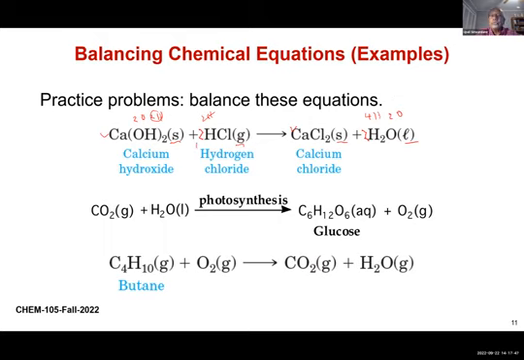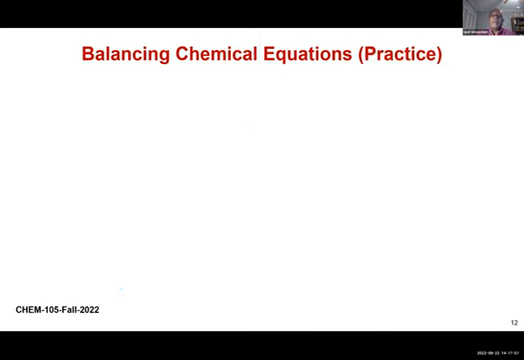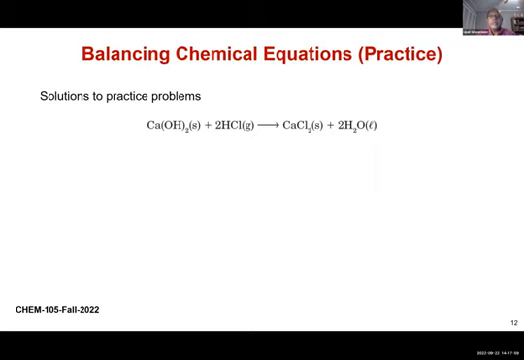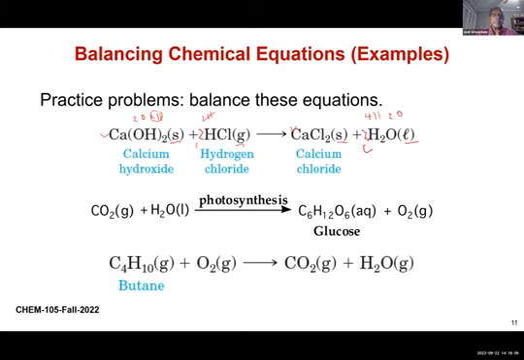Therefore, by putting 2 and 2, we make the equation balanced. Let's look at it. That's the balanced equation. Okay, we go into the other one. How do you balance it? You don't start with the oxygen. You start with the 6 carbons.